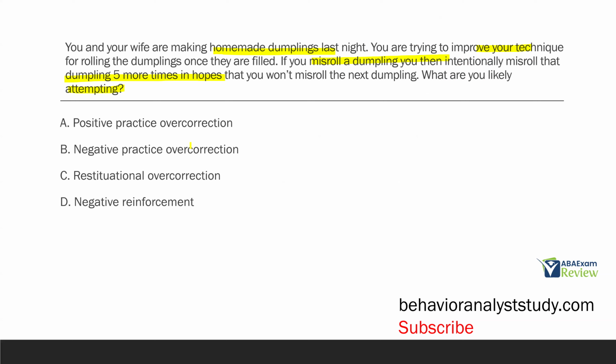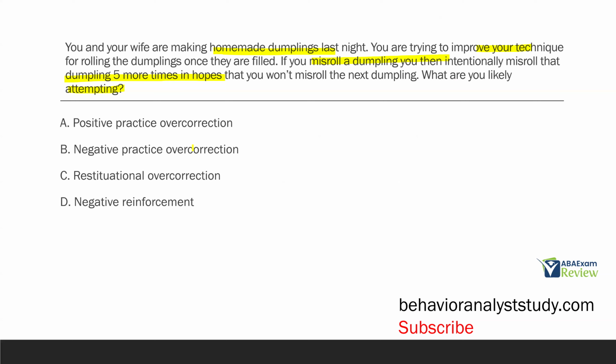A, positive practice overcorrection. With positive practice overcorrection, we're doing the right behavior over and over again. B, negative practice overcorrection is when we're doing the wrong thing over and over again. With negative practice overcorrection, we are messing up repeatedly on purpose. If you're going to misroll that dumpling on purpose 5 more times, then you are going to engage in negative practice overcorrection. C, restitutional overcorrection is you repairing the environment.